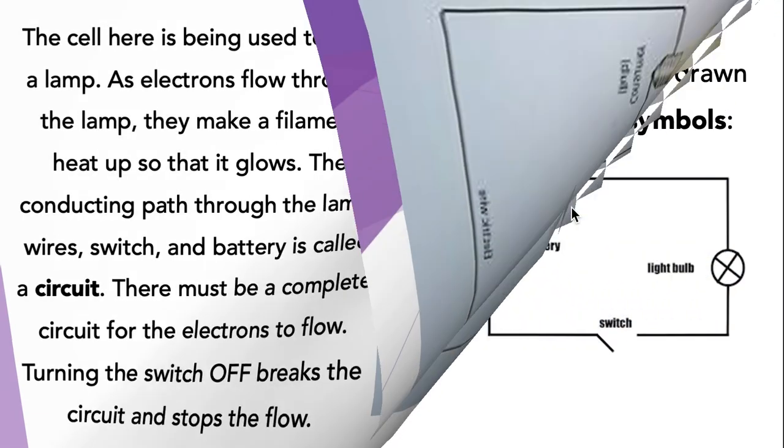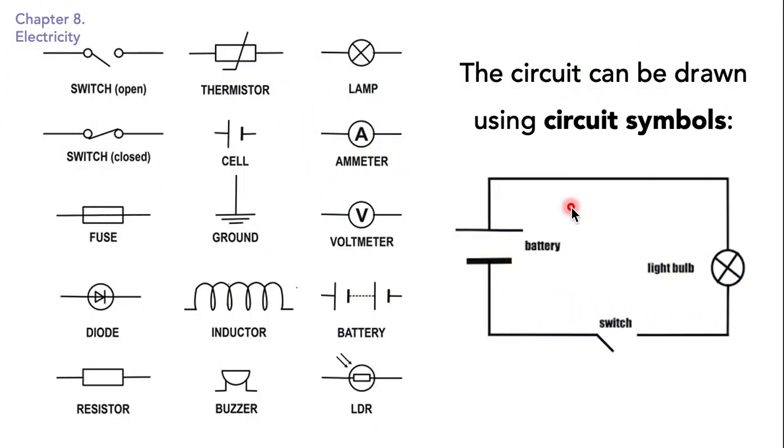The circuit can be drawn using circuit symbols. These are the circuit symbols. There are many circuit symbols which have different meanings, but the main ones we use in a simple circuit are the switch, the lamp, and the battery. The switch is like this. If it is turned off, the switch is open. And if the switch is turned on, it is called closed, like this.